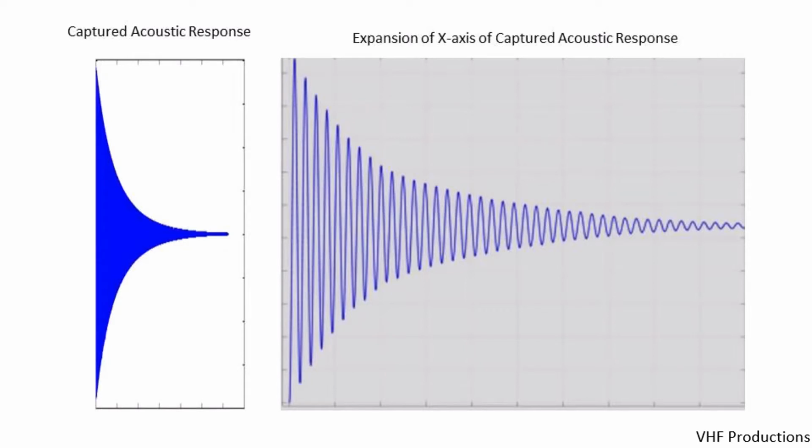When we expand the captured acoustic response on the left, and we expand the time scale, you can see the individual amplitudes of the sound wave and how the sound dampens out over time. We will be using this signal to measure the frequency, using the time between the peaks to determine the wavelength and hence the frequency of the wave. This will be done for the highest amplitude wave generated for that first flexural mode.